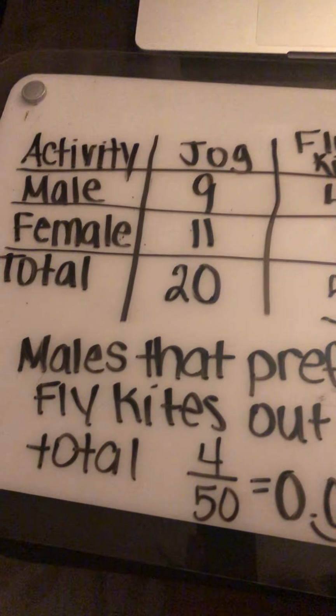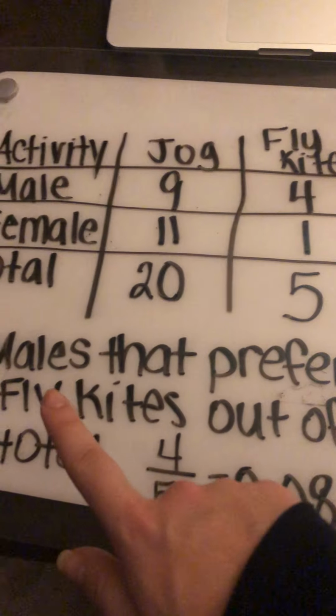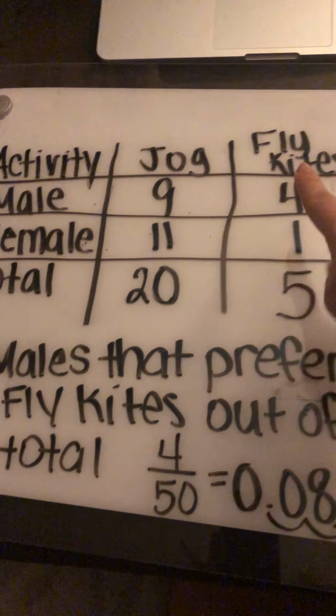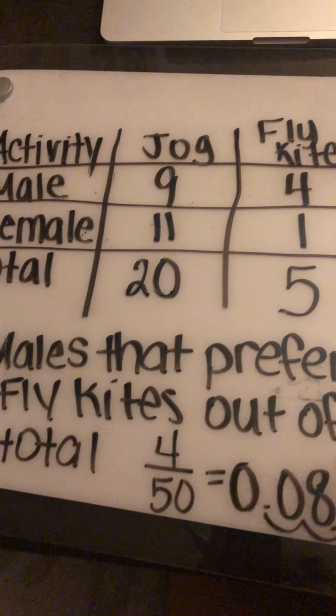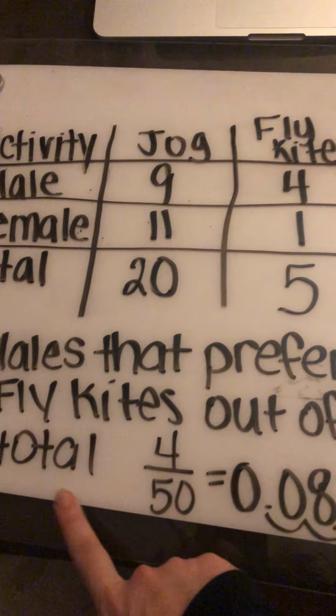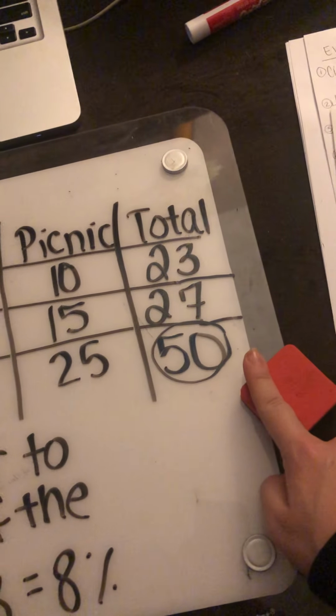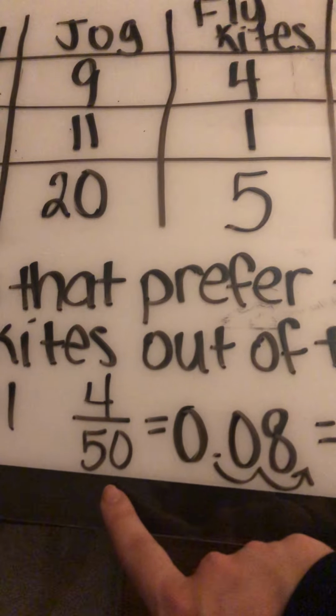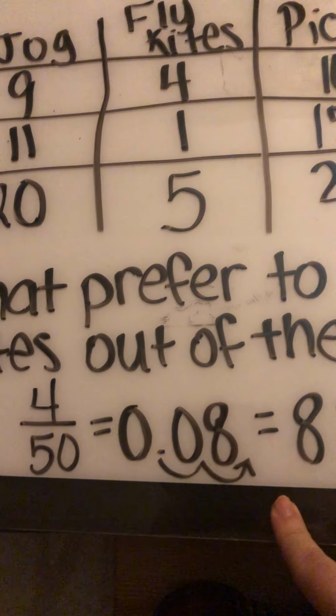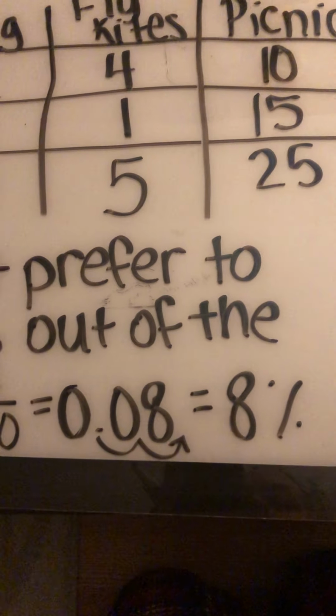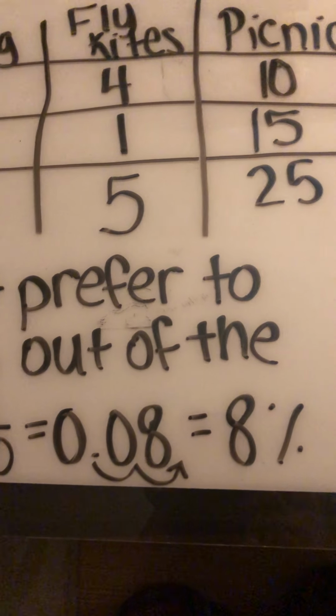Okay, so this again was, what's the relative frequency of males that prefer to fly kites? So that was our 4 here, out of the total. The total surveyed is always that bottom corner, which was 50. So we did 4 divided by 50, we got 0.08. We move that decimal twice, and we get our answer of 8%.